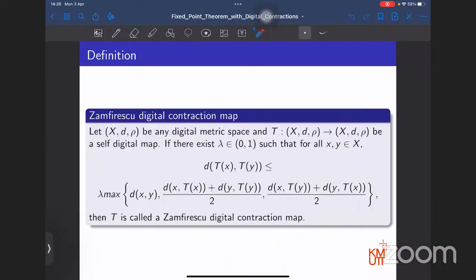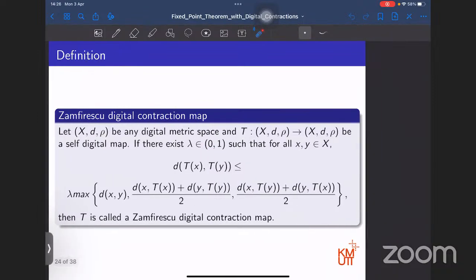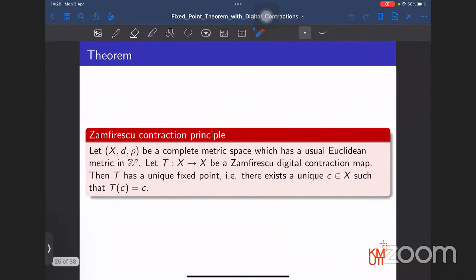And we will say T is a Suzuki-type digital contraction map if T satisfies this: d(Tx, Ty) is less than or equal to lambda times the max of this set, and in this case lambda is like a contraction constant, lambda in the interval 0 to 1. In this contraction type, if T satisfies the Suzuki-type digital contraction map, T has a unique fixed point.